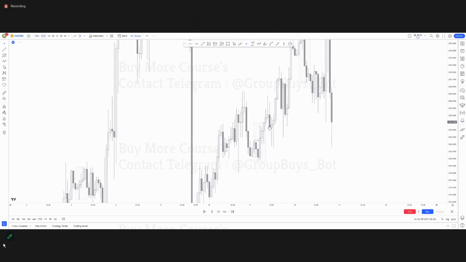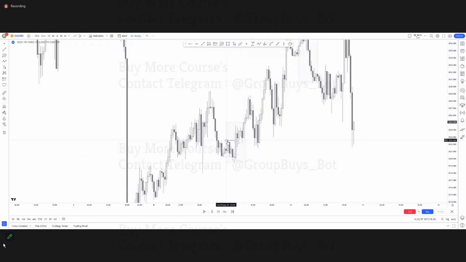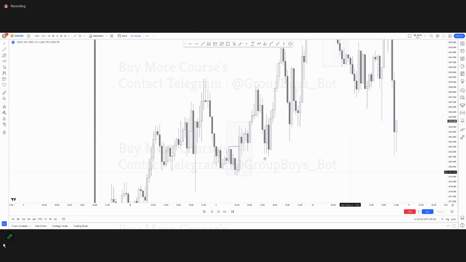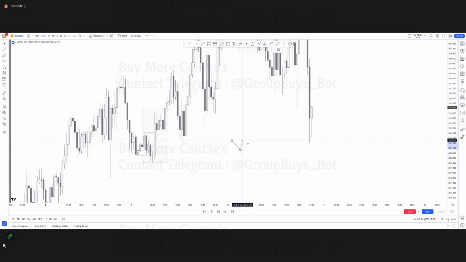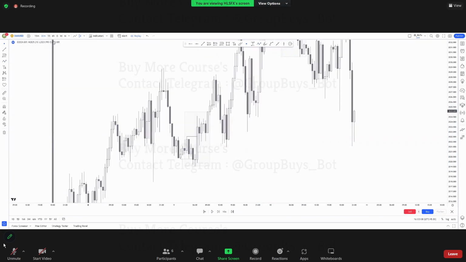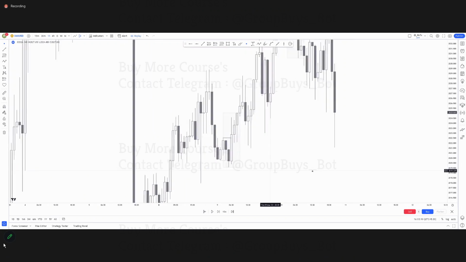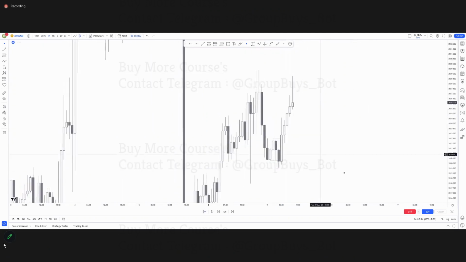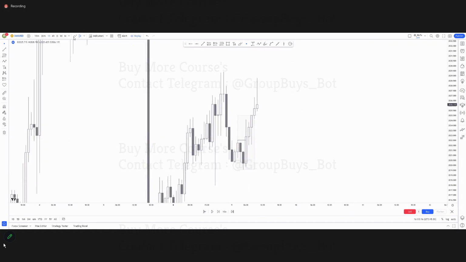Now I'll go to the 30 minutes time frame, because our trading range should look something like this. If I go to the 1 hour time frame here, I'll bar replay it. We have a strong low. Go to the line chart here.